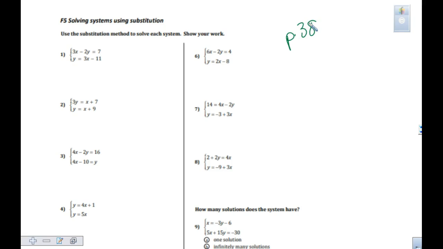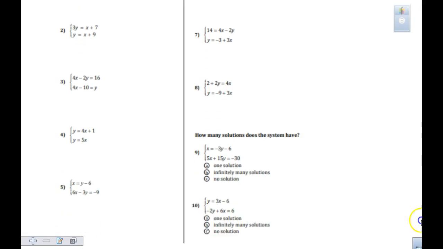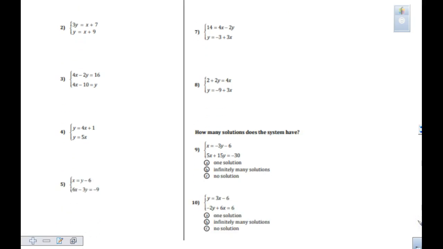What I'm going to be looking at is, did you use substitution? Do you understand how to do these? Now, I am amazed that on many people's papers for 9 and 10, I see a multiple choice answer and I don't see any work. You still need to do the work for 9 and 10. You need to show me, if you got one solution, that you got x equals or y equals.